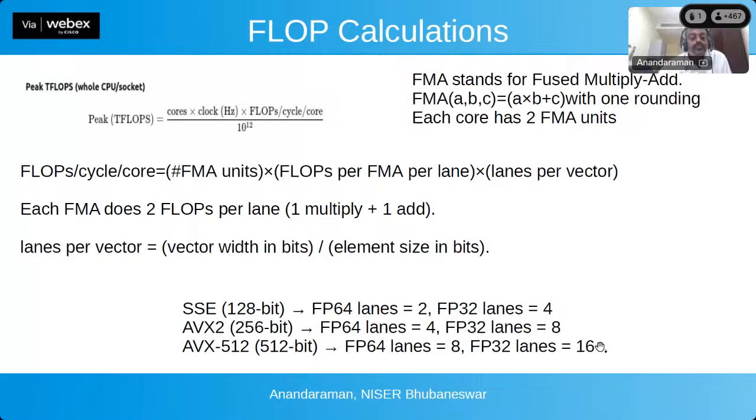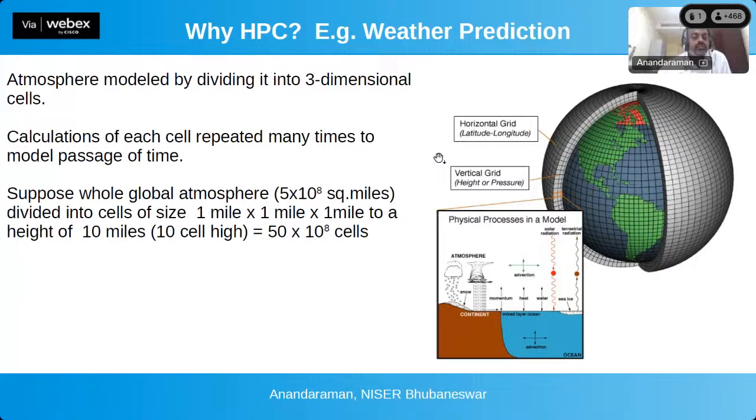This is why HPC is needed. For example, weather forecasting. The atmosphere is modeled by dividing it into three-dimensional cells. The total Earth atmosphere is divided into three-dimensional cells, and the calculation for each cell is repeated many times to model the passage of time. So at time t, we do the calculation for one cell, then t plus 1, t plus 2, and so on. For each time step we do some set of calculations for each cell.